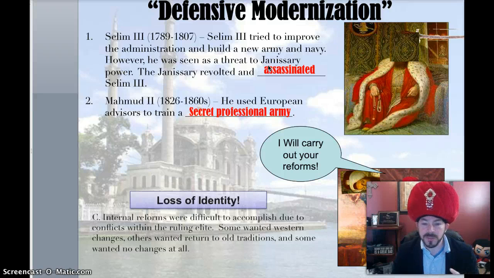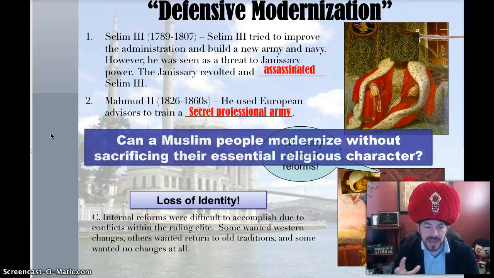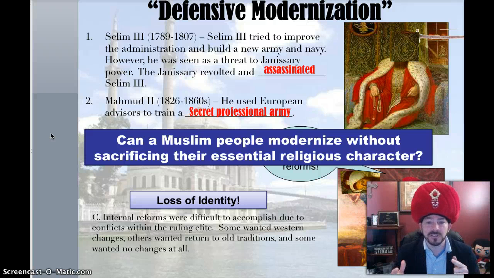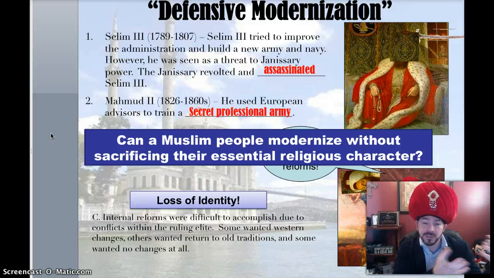But this brings up a big question with the Ottoman Empire, this loss of identity. The Ottomans don't even know who they are anymore. And so can you really have a Muslim people modernize without sacrificing their essential religious character? Because now you had some bureaucrats, some politicians who wanted to create a new modern Western-style government, a constitution, these types of things. Others want to go back to the old ways and say, hey, we're not traditional enough.